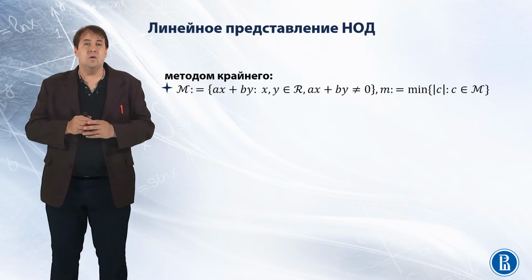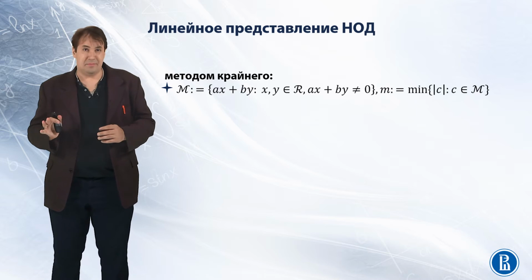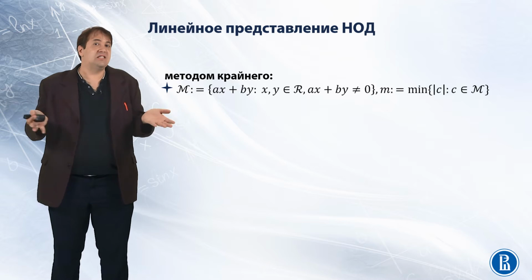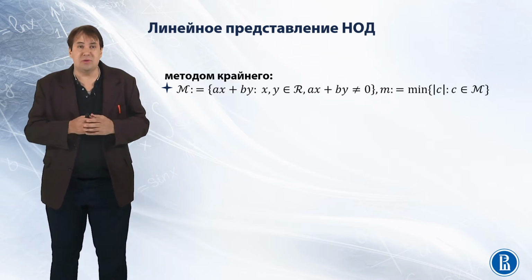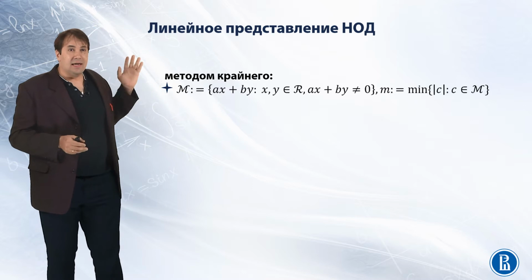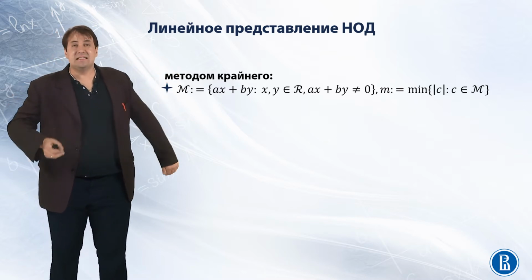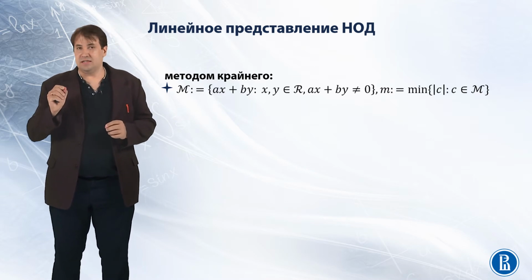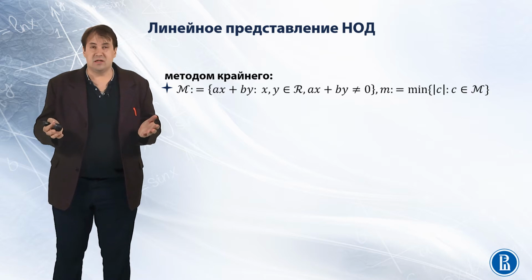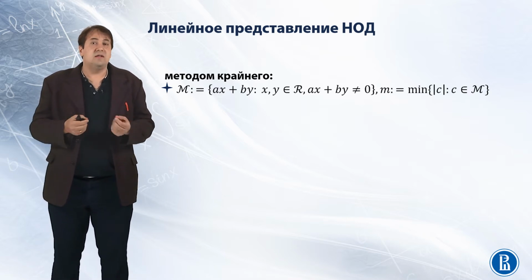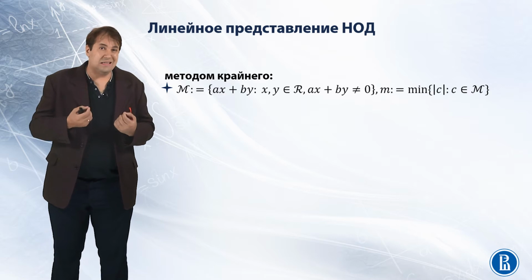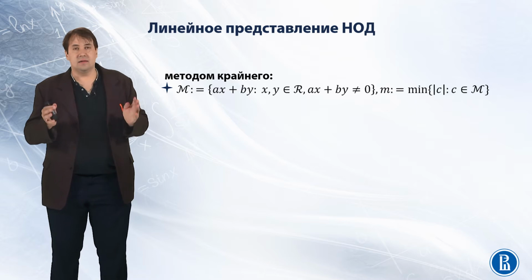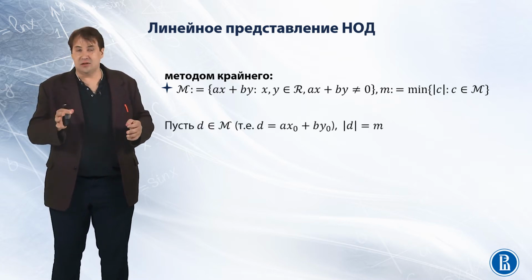So let's consider all non-zero elements of the ring that can be represented linearly. Well, we understand that there are such elements, so it is a non-empty set. And let's consider the least norm of all the elements of this set. Well, since the norm is a non-negative integer, we understand that there is a least value of the norm. Okay, so we consider such a set, and we consider the least norm in this set.